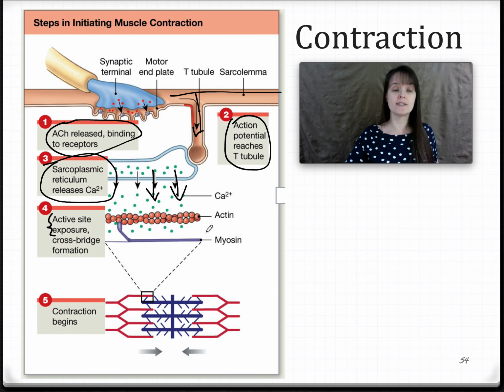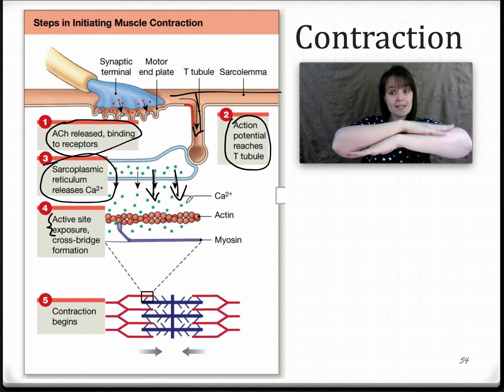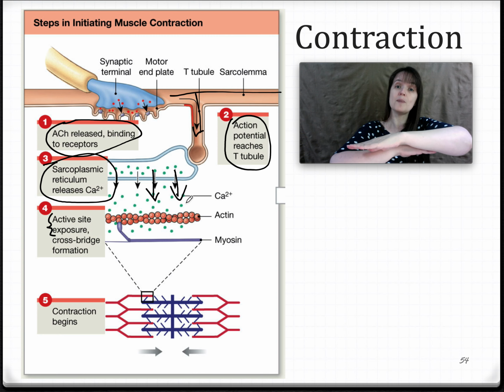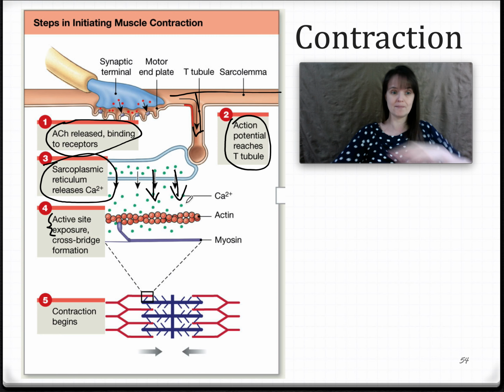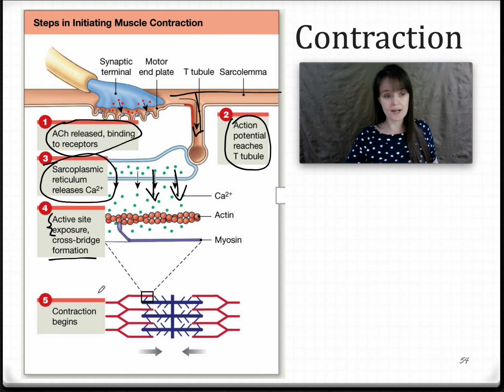How does calcium cause active site exposure? Oh wait, pause, look it up. How does calcium cause active site exposure? That's right. The calcium binds to troponin, which holds the tropomyosin on the active sites on actin. And when the calcium binds to troponin, it changes the shape of the troponin, pulling the tropomyosin off of the active sites on actin. So that's how the sarcoplasmic reticulum releasing the calcium causes active site exposure, which then allows for cross-bridge formation, number 4.